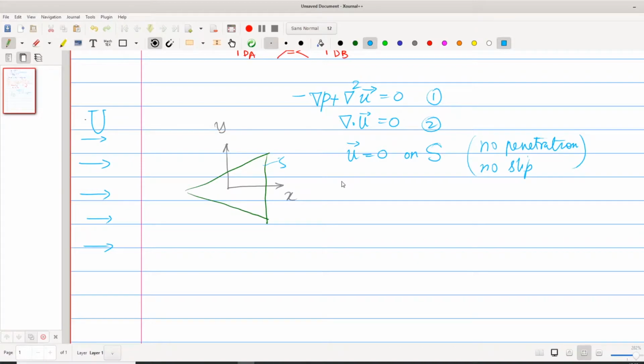And the other condition is u equal to capital U times e_x as mod x tends to infinity. Mod x means the distance from the origin. So this is the origin. So mod x represents the distance from the origin. For large distances, we should have a uniform flow which is in the x direction. If we are able to solve this particular set of equations, we will obtain the drag acting on this object.